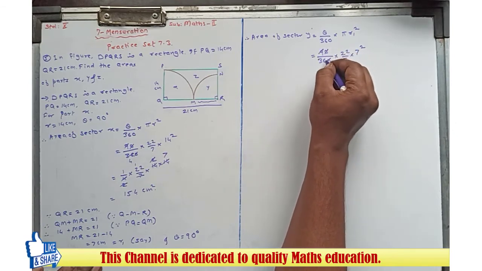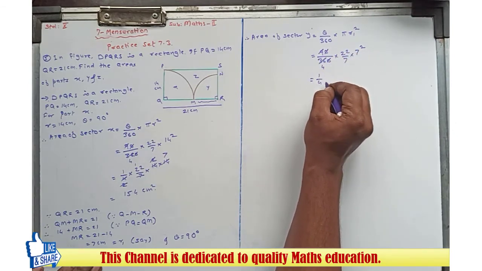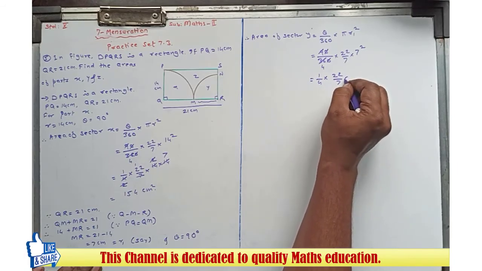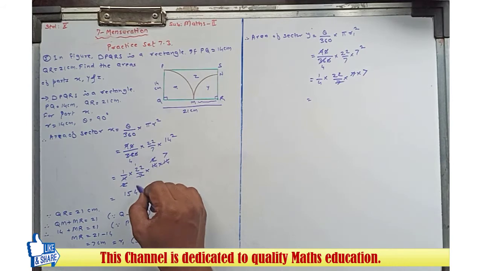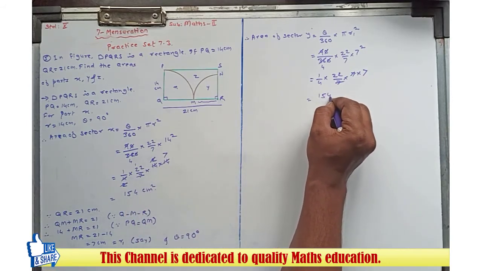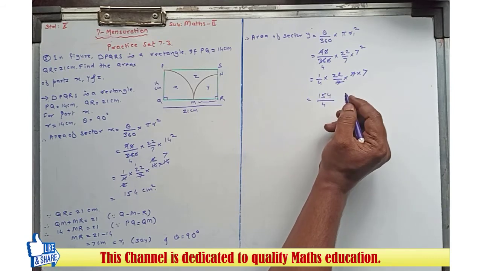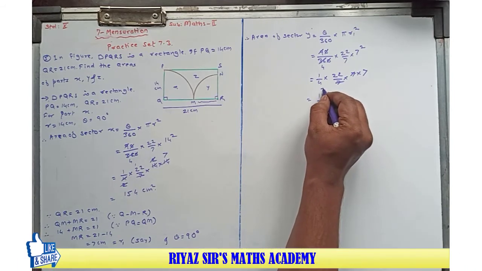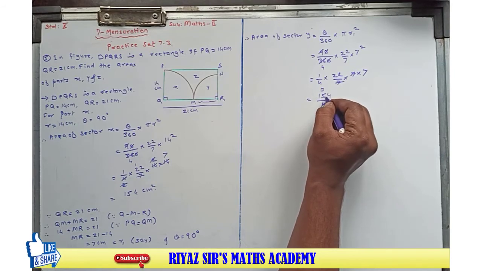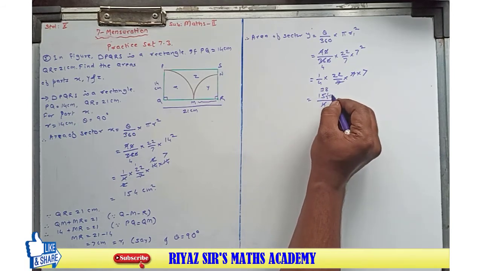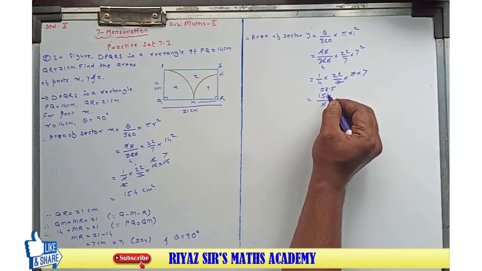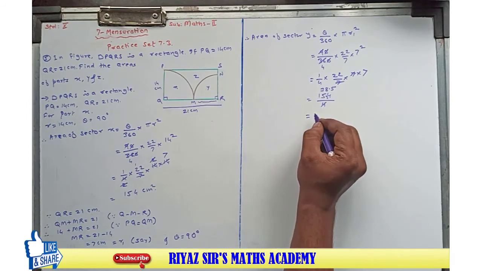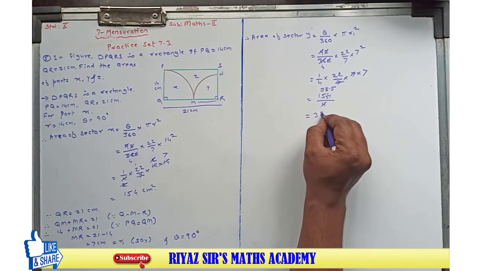Again 0 gets cancelled, 9 1s are 9, 9 4s are 36, so it is 1 upon 4 into 22 upon 7 into 7 into 7. So 7 1s are 7, 7 1s get cancelled, and it is equal to 22 7s are 154 upon 4. Now just simplify here: 4 1s are 4, 4 3s are 12, 4 3s are 12, 13, 14, 15, 3 left, 4 8s are 32, 2 left, take decimal point, add 0, 5s are 20. So the answer is 38.5 centimeter square.